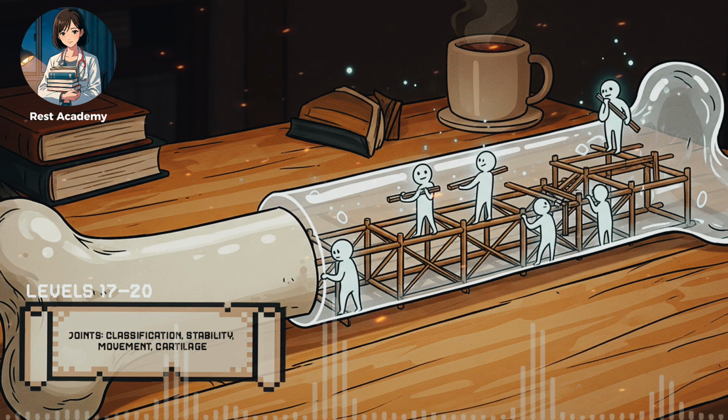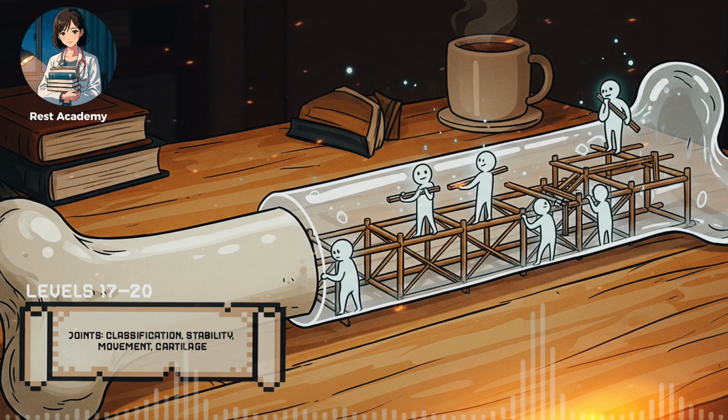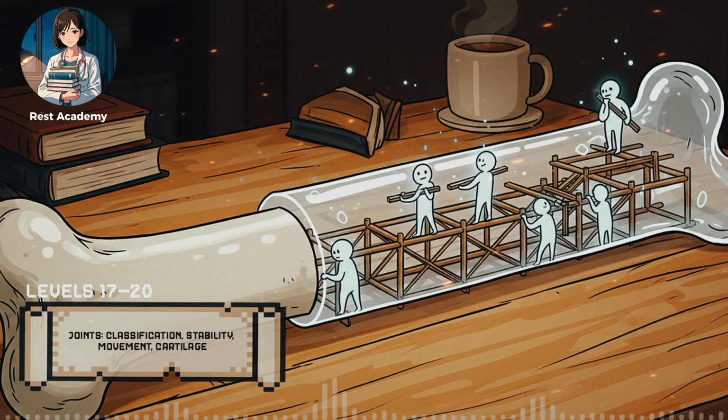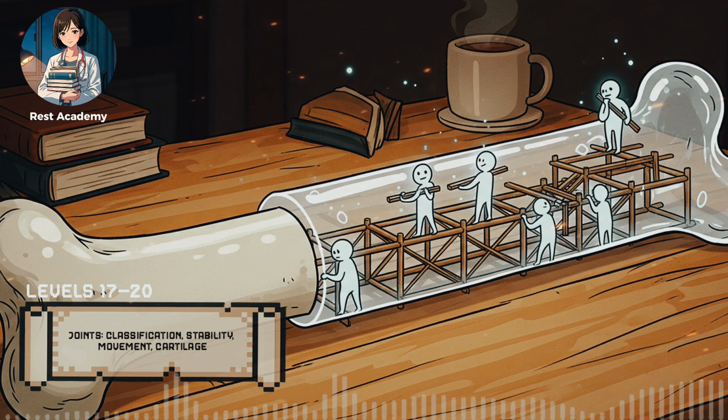Close-packed positions maximize congruence and ligament tightness, knee in full extension, ankle dorsiflexed, making the joint more stable but less accommodating. Loose-packed positions slacken restraints, permitting accessory glide that helps distribute synovial fluid and relieves focal stress. Chains of joints share tasks. In an open chain, the distal segment moves freely, kicking a ball, while in a closed chain the distal segment is fixed, rising from a chair, and forces transmit differently through stacked segments.